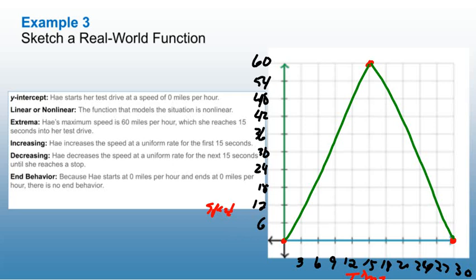Because it starts at 0 miles per hour and ends at 0 miles per hour, there is no end behavior because that wouldn't make sense going to negative infinity. So that would be the rough graph of the situation that we were just presented with.